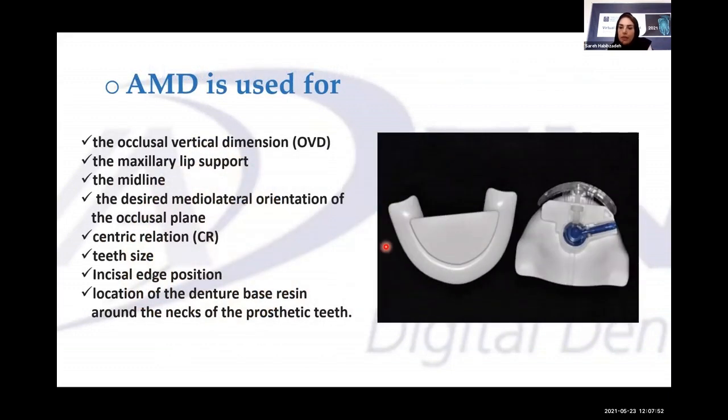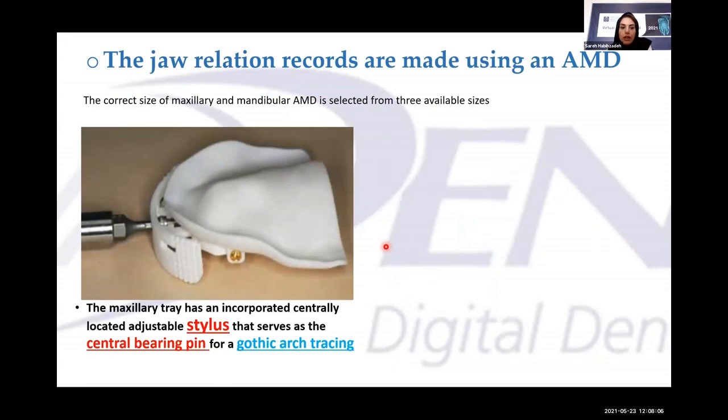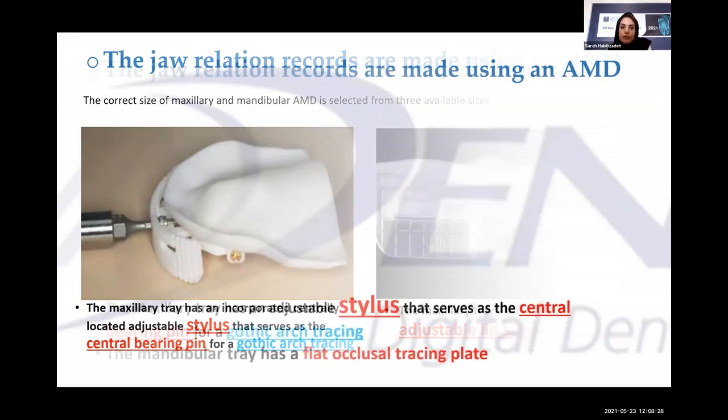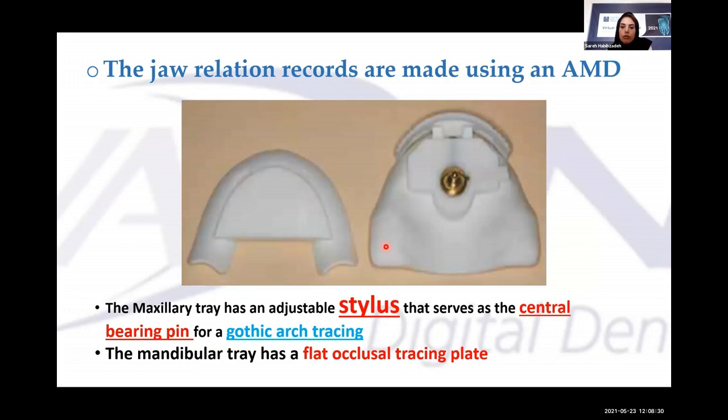So later we use the AMD to measure the OVD, maxillary lip support, midline, the desired occlusal plane, tooth size, and incisal edge position. So you see that in this picture, we have an adjustable stylus for the maxillary AMD. We use this to measure CR and record this via the Gothic arch tracing method with a central bearing pin. And also the maxillary AMD has an adjustable lip support, which is used to adjust the lip support of the final denture. So with the mandible, we have a flat occlusal tracing table.